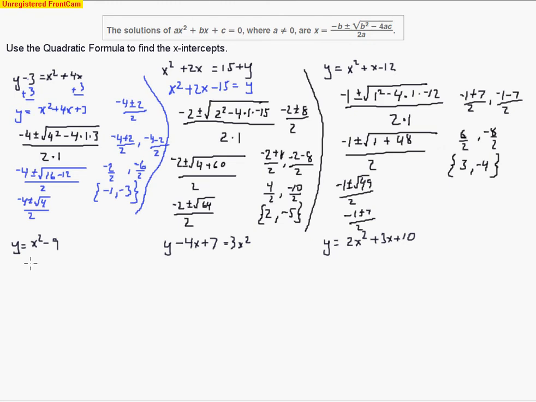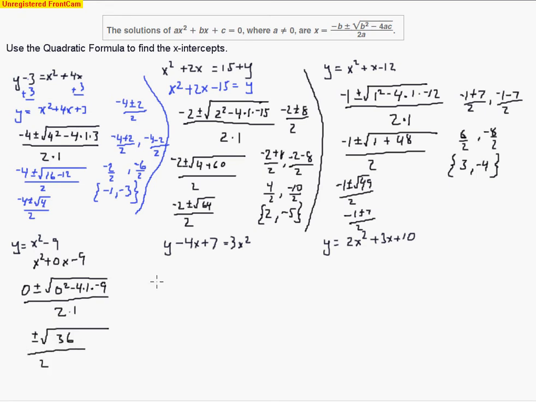Next one doesn't have a b term, so that means it's 0. Remember, you can write it this way, x squared plus 0x minus 9. And so when we do the work, we have 0 plus or minus the square root of 0 squared minus 4 times 1, which is a, and c is negative 9. And this is all over 2 times 1. So we do that work. We just have the plus or minus sign now because the 0 doesn't need to be there.